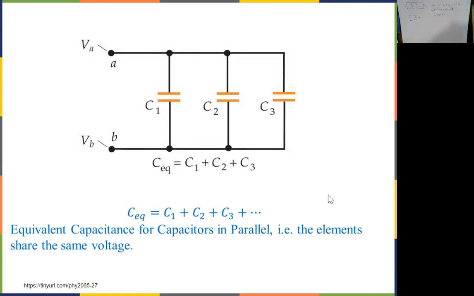Now later on, we are going to also learn the resistors in series and in parallel. So in that case, it's the other way around. Okay, so when we get to that, we'll see about that.